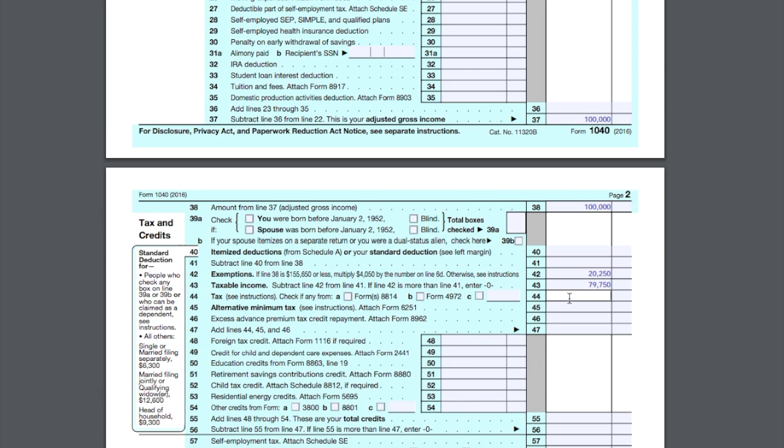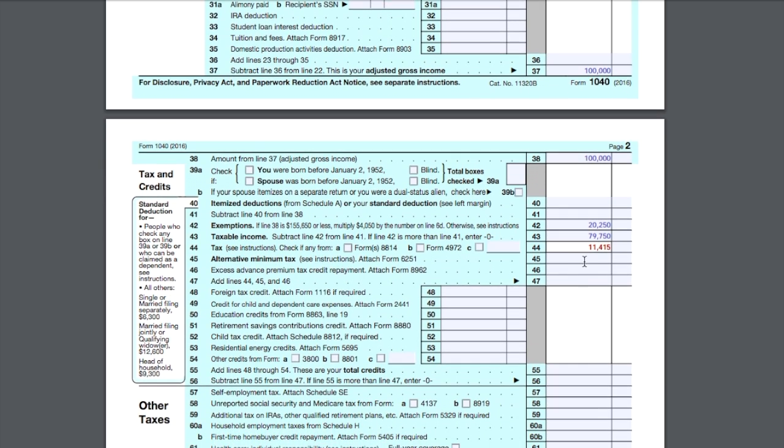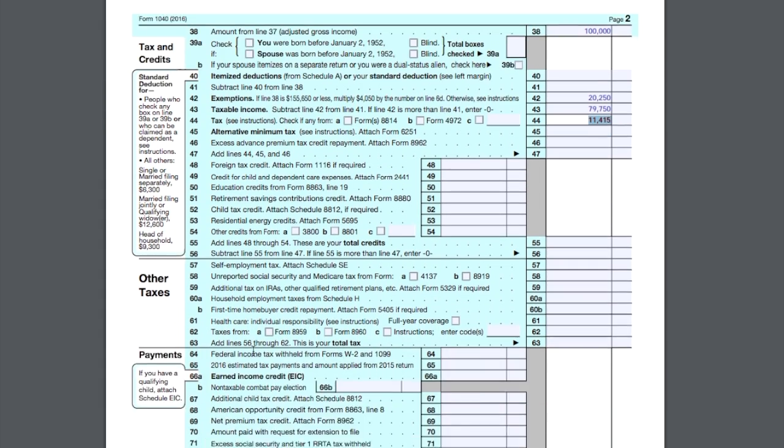Okay, so we are back on page 2 of the 1040, line 44. This is where we enter the value of $11,415 as our tax. This amount here is the amount of taxes that you should have paid throughout the year. If you want to check, you can see on your W-2 that your employer gives you if your federal taxes add up to that, because you're not going to go to the IRS and write a check for $11,415. No, you are paying that through the year for federal taxes.